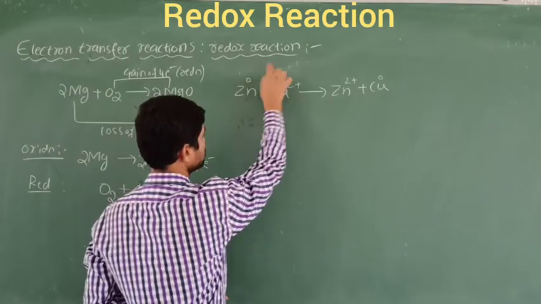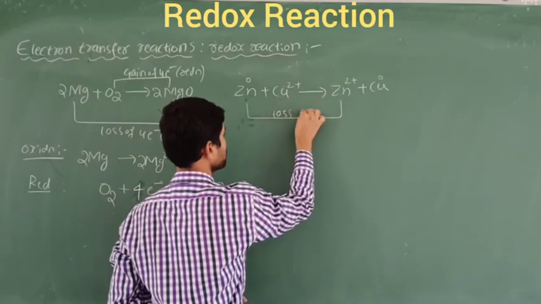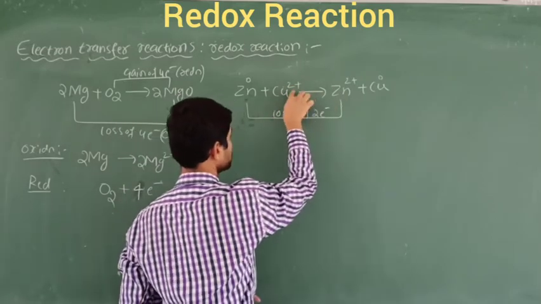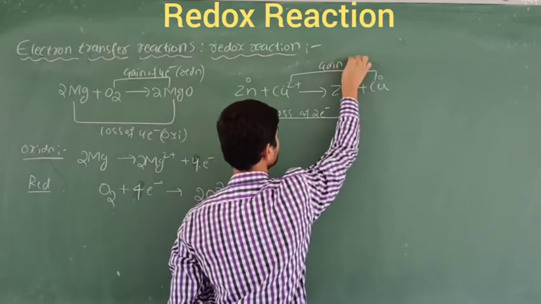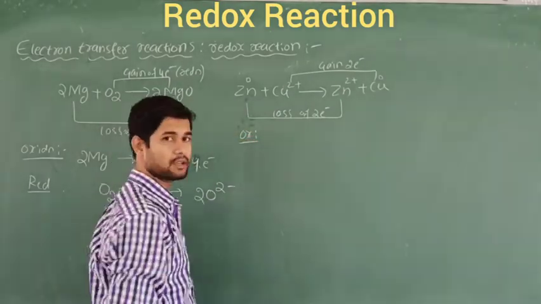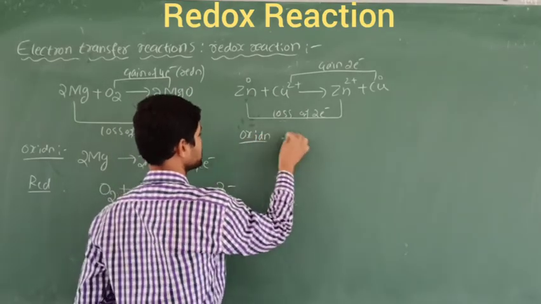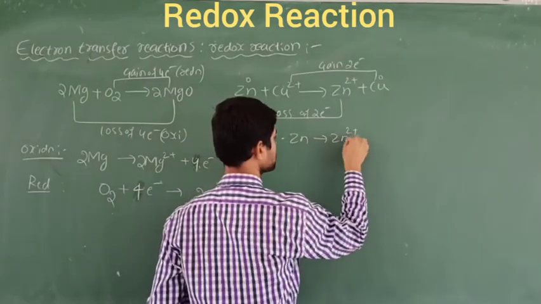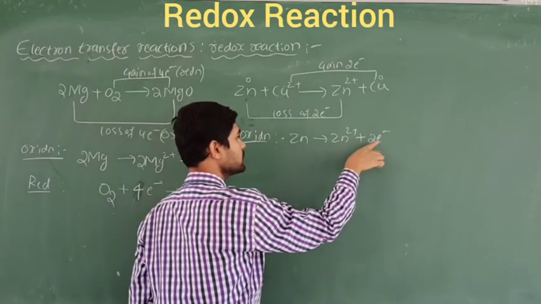So from 0 to plus 2 is called loss. How many? Loss of 2 electrons. Then it is called oxidation. What about Cu2+? From 2+ to 0, it is going to gain 2 electrons. If I write the simple oxidation here, oxidation is involved in zinc. Zinc readily loses 2 electrons, becoming Zn2+ and 2 electrons. This zinc metal loses the 2 electrons.